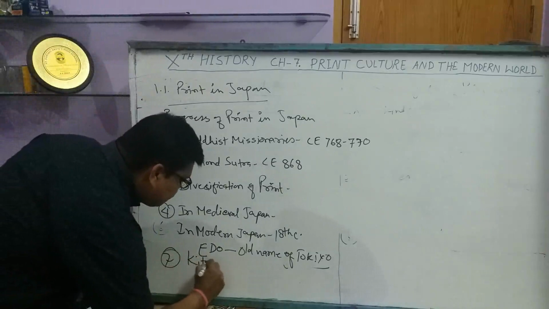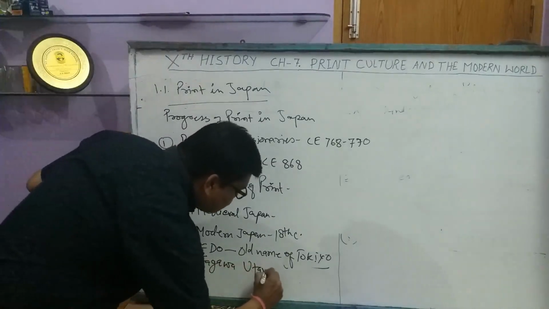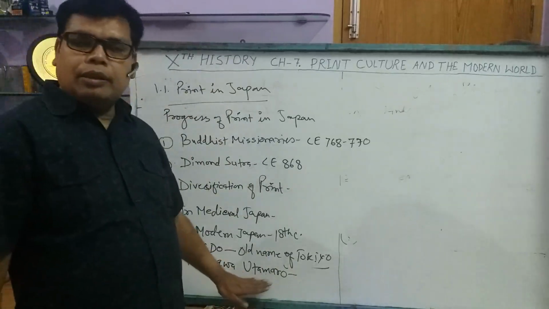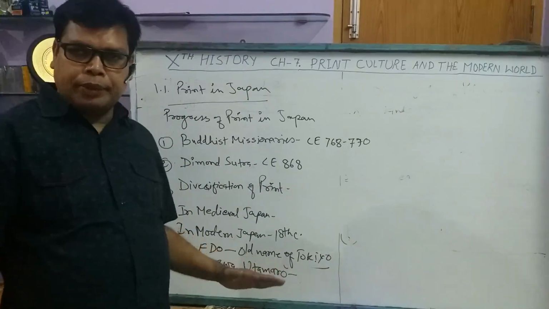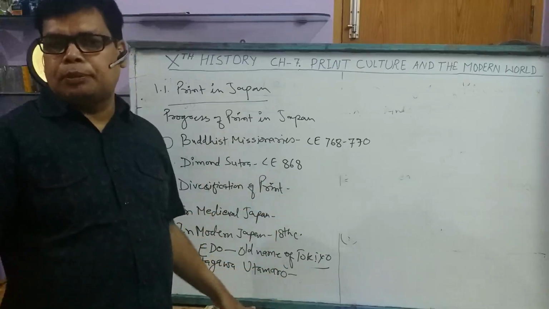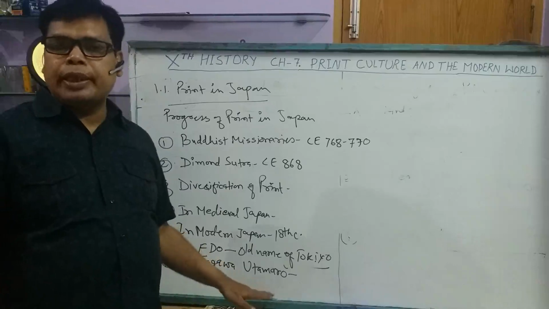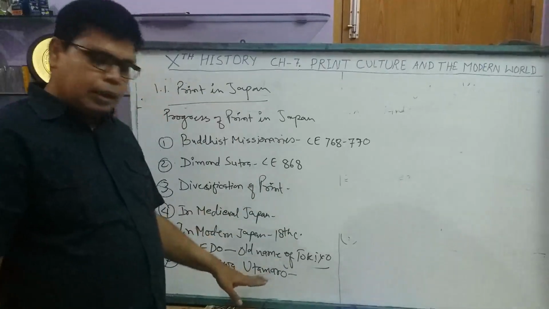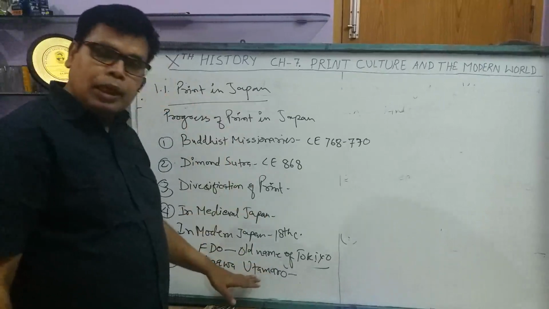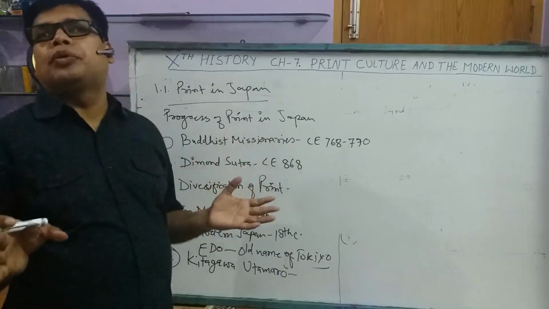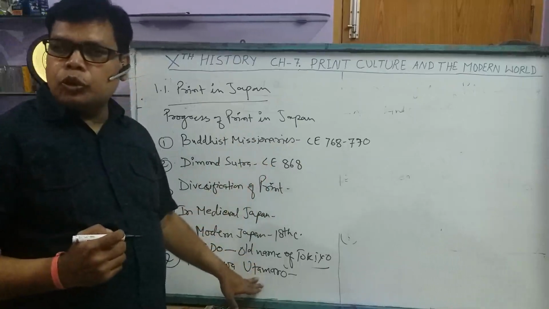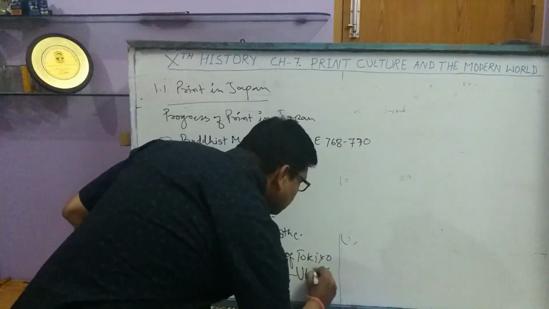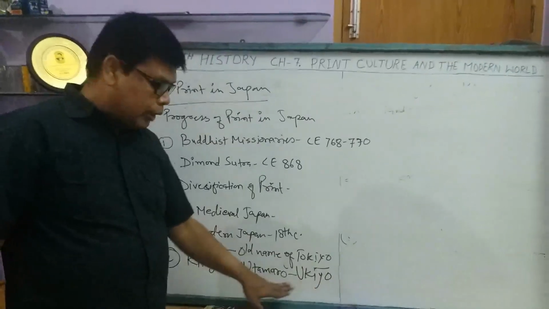Kitagawa Utamaro. See, for the first time we have seen that print diversified to scenery, landscape, or day-to-day work. Here Kitagawa Utamaro, a great painter, a kind of philosopher, comes into existence, who explores the new worlds of the picture. And he invented a new art which is known as ukiyo-e. This is the pronunciation, ukiyo-e.